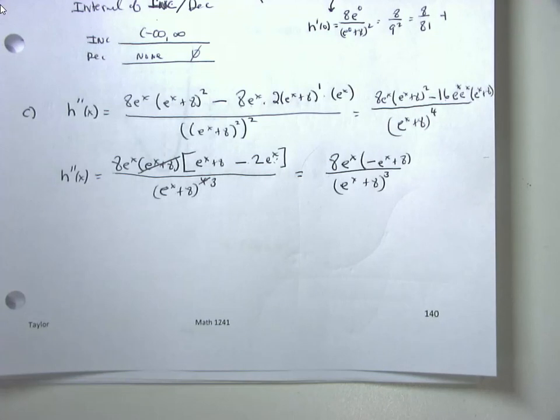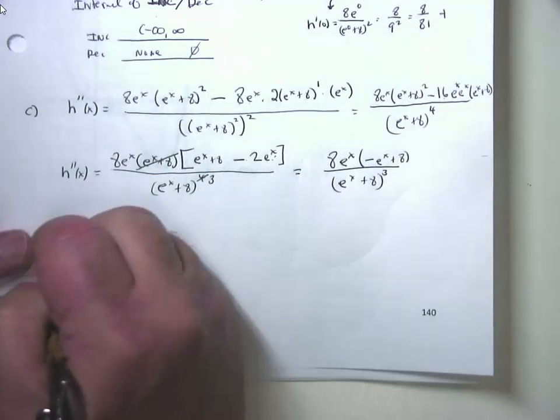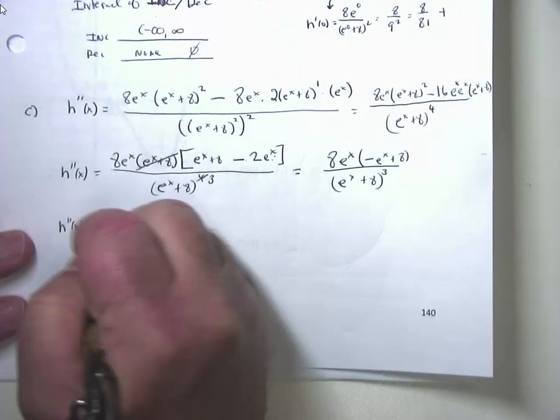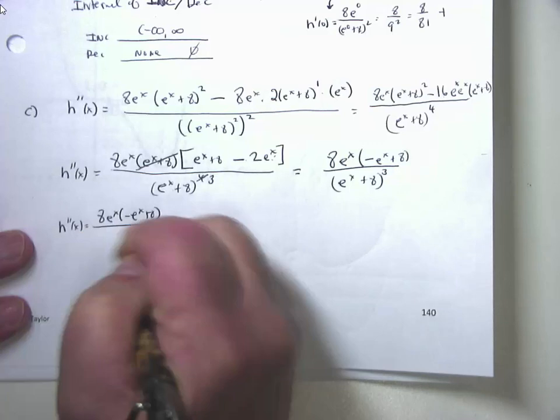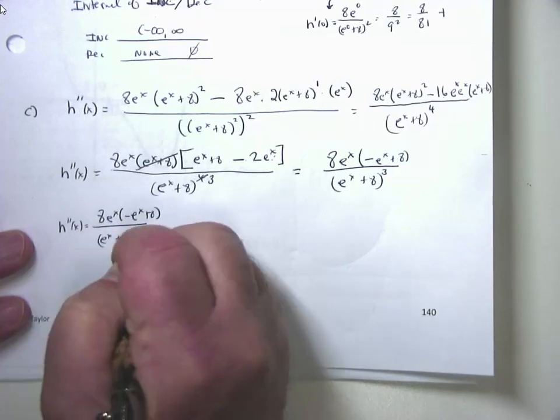Now I want to find inflection numbers. I want to take the second derivative, set it equal to 0, and solve. So here we go: 8 e to the x times (negative e to the x plus 8) over (e to the x plus 8) cubed equals 0.